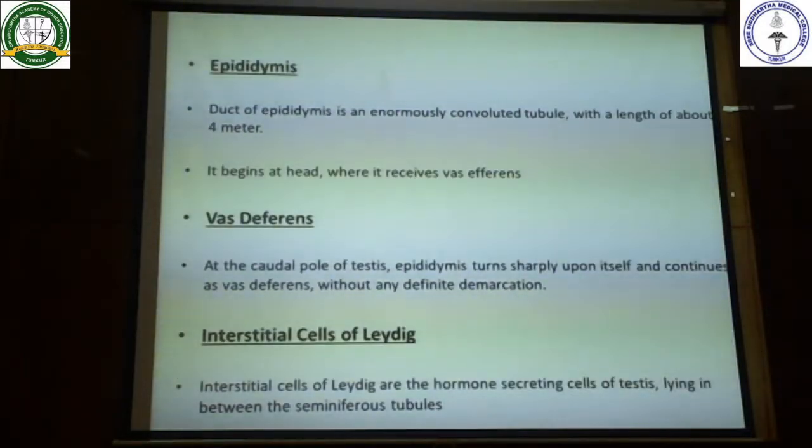Coming to the epididymis. The epididymis begins at the head, where it receives the vasa efferentia. All the vasa efferentia converge and form the epididymis. Coming to the duct of the epididymis, it is an enormously convoluted tubule with a length of about 4 meters.